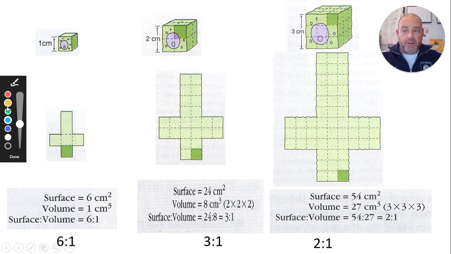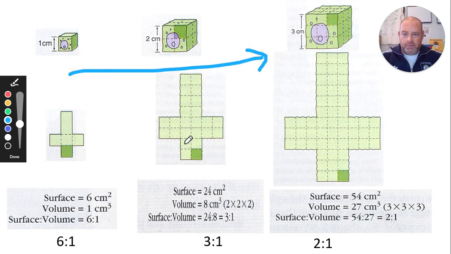And then volume is length times width times height. So you get a 1, and you get an 8, and you get a 27. And then if we do a little reducing and make our ratios, we get 6 to 1, 3 to 1, and 2 to 1. So what's the relationship between the size of the cube and the ratio of surface area to volume? This is the important ratio, the surface area to volume ratio. As the cube gets bigger going this way, the ratios tend to shrink going this way.